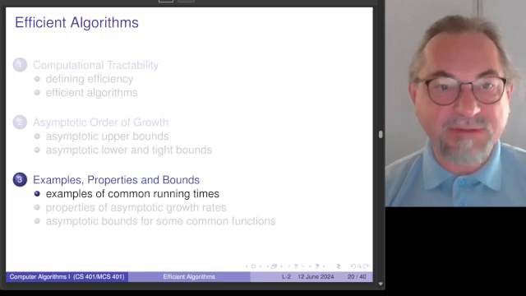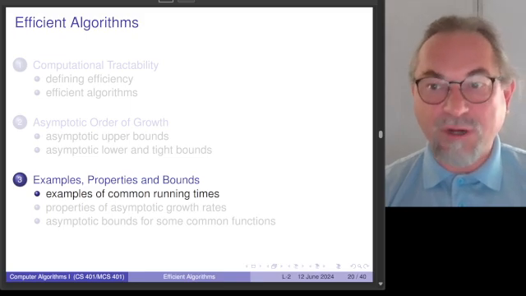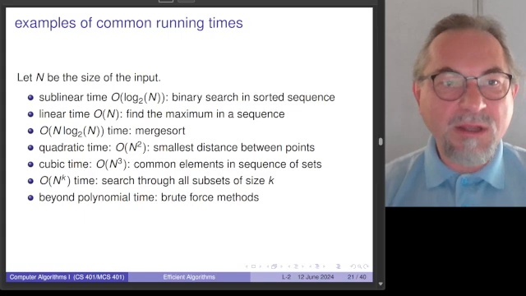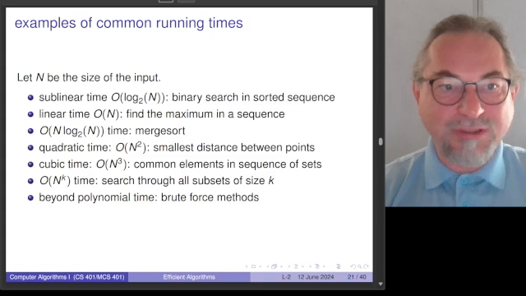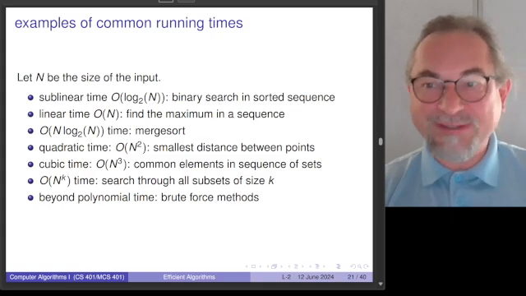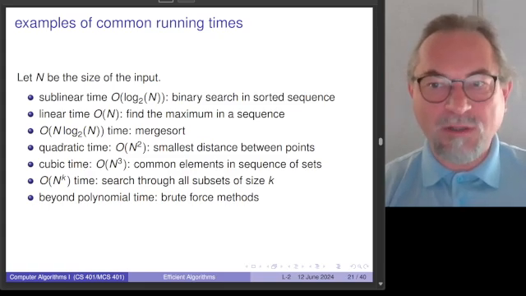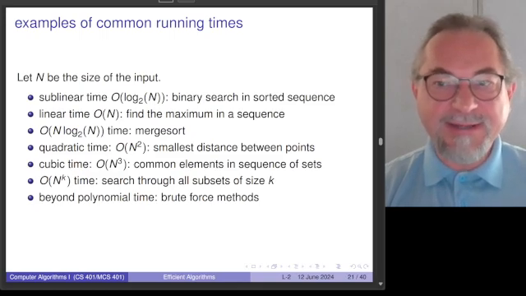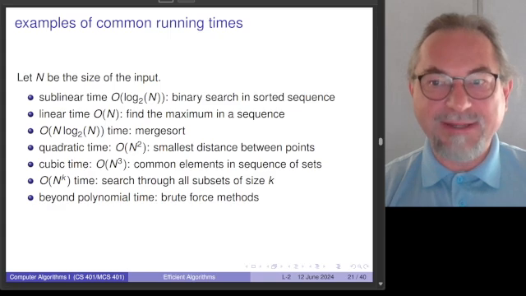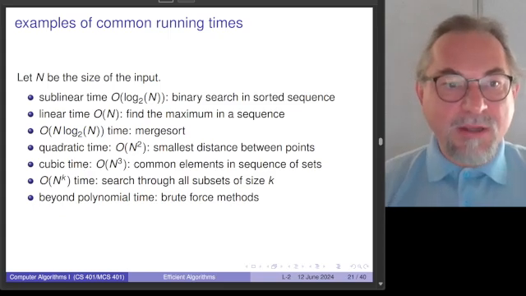But let us start with some canonical examples of running times. Here are the different examples that we will consider. Sorting is very important because in a sorted sequence one can search very efficiently in time that is logarithmic in the input size. Binary search works extremely quickly.